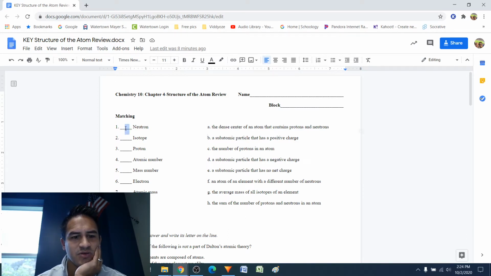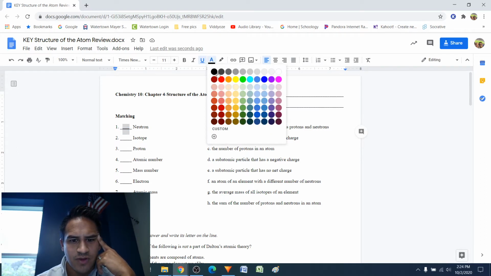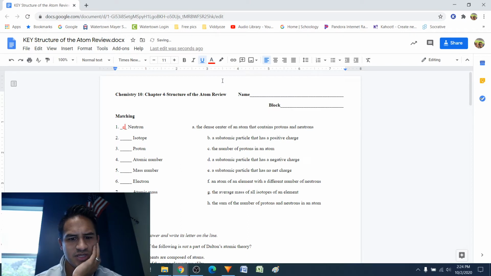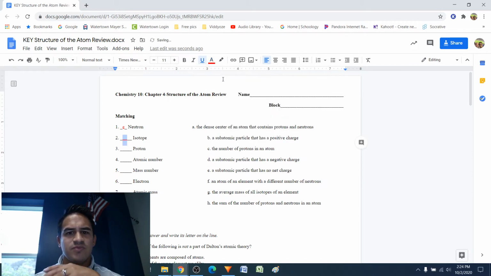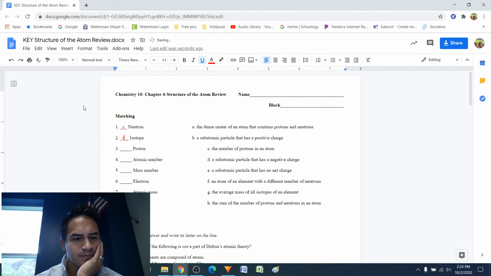So the neutron is the particle that has no charge to it. So if we look at our choices, we would see that this one is E. Okay, so the neutron, I think here is E, a subatomic particle that has no net charge. Number 2, isotope. Isotopes are things that have the same number of protons but different numbers of neutrons. So for this one, it is going to be F, an atom of an element with a different number of neutrons.